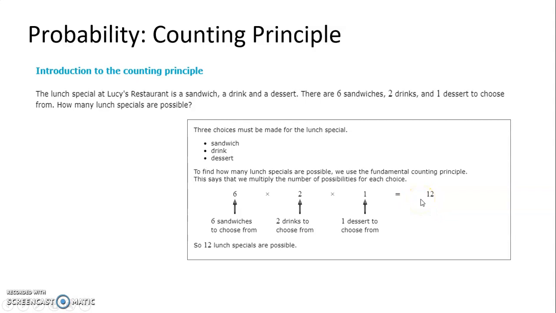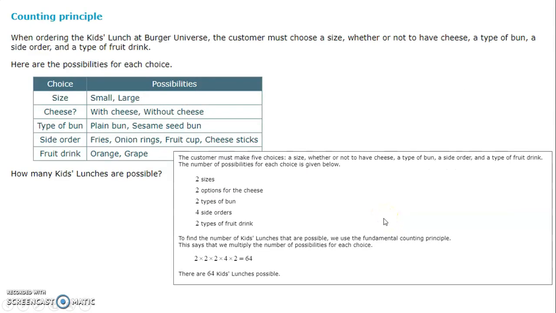If you've ever gone to an ice cream shop and it says over 1,000 flavor combinations, they're probably talking about the ice creams and the toppings you can pick from, and they've used the counting principle and multiplied them all together to get more than 1,000.